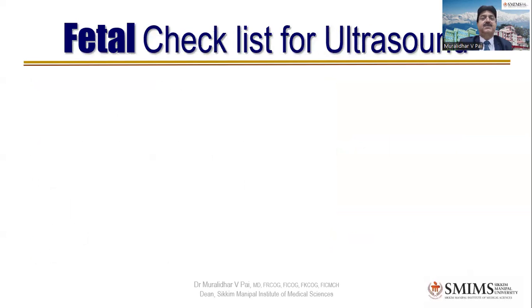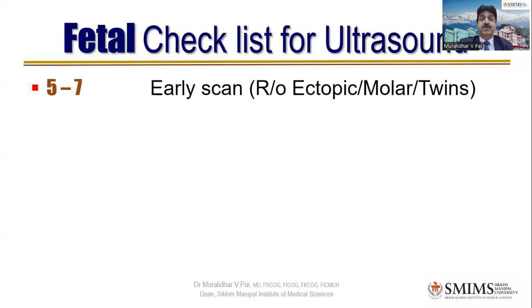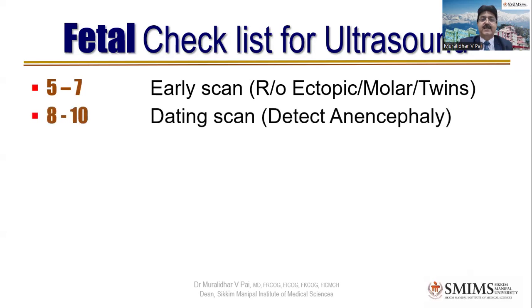Fetal checklist for ultrasound. Now, without ultrasound, we cannot practice obstetrics, forget it. So what are the routine ones? Routine, I'm talking about 5 to 7 weeks. It's called an early scan. This will not only confirm pregnancy, it will rule out ectopic, molar, and twins. This is a must. This will also tell you about the exact dating. Suppose you do it at around 8 weeks to 10 weeks, it is called a dating scan.